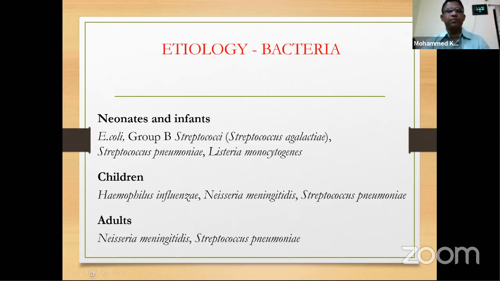What are the groups of organisms that cause meningitis in different age groups? Please remember this mnemonic. You don't have to break your heads on this. The bell has to ring in your brain. The mnemonic to remember neonatal meningitis is BEL. B for group B streptococci, E for Escherichia coli, and L for Listeria monocytogenes. Again, repeat, BEL is a mnemonic for you to remember the causative agents of neonatal meningitis: group B streptococci, Escherichia coli, Listeria monocytogenes.